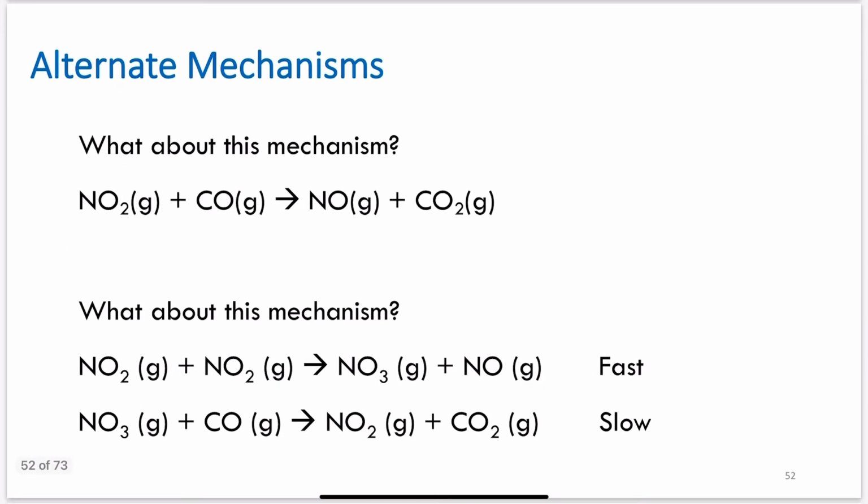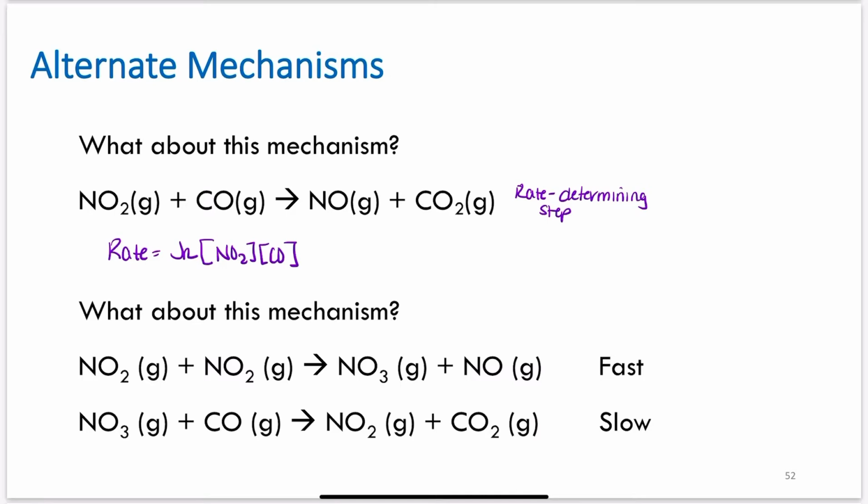So thinking about the same reaction still, what about this mechanism? NO2 plus CO giving me NO plus CO2. What if I said this was just the one elementary step? What if this overall reaction was the entire elementary step as well? That is possible. So what if this was the rate determining step? Well, I would predict the rate here to be equal to my rate constant K times NO2 concentration times CO.